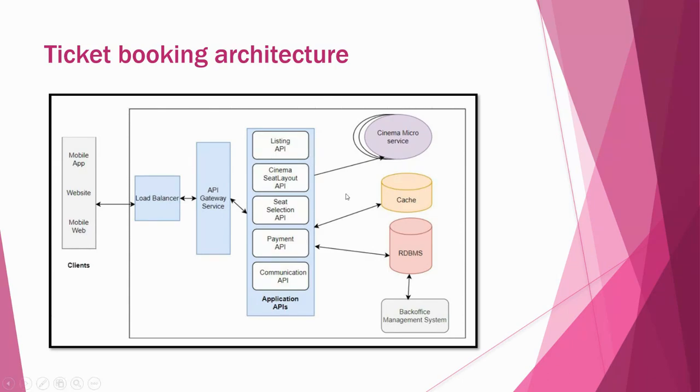So based on this, as I already told, you will first be listing the cinemas, and then you will be selecting the seat. This is the seat layout. From the seat layout, you will select the seat, and then you will go to payment, and then communication. Communication is you receiving some kind of mail, or some kind of phone messages, text messages, or else some kind of WhatsApp messages. These kinds of things are happening, right?